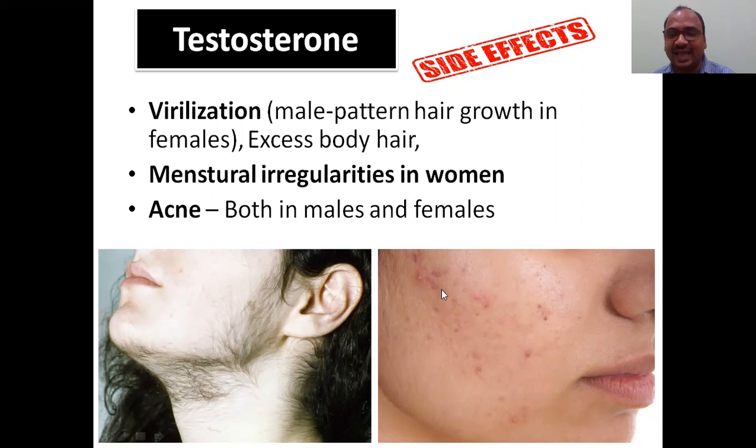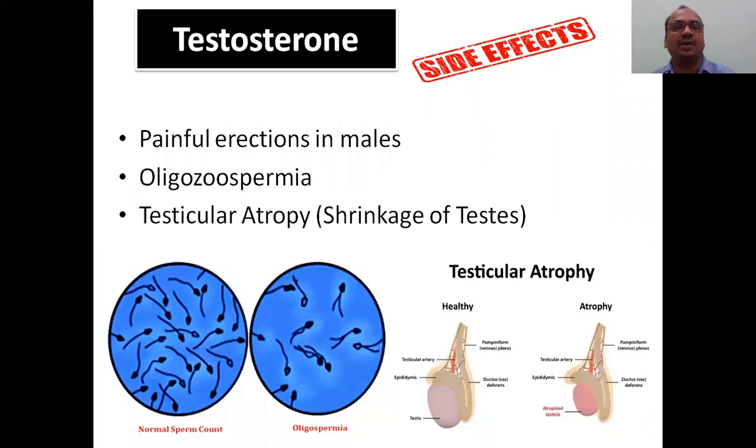And acne, this is acne, like pimples. Acne is nothing but pimples. If you touch, you will get a little bit of pain. Okay, both in males and females. Acne is nothing but a secondary sexual characteristic. Okay, testosterone also causes painful erections in the male. And oligospermia, spermatogenesis will be decreased. That is a main side effect of testosterone. That's why you should not take extra. If you are taking extra, sperm count will be reduced.